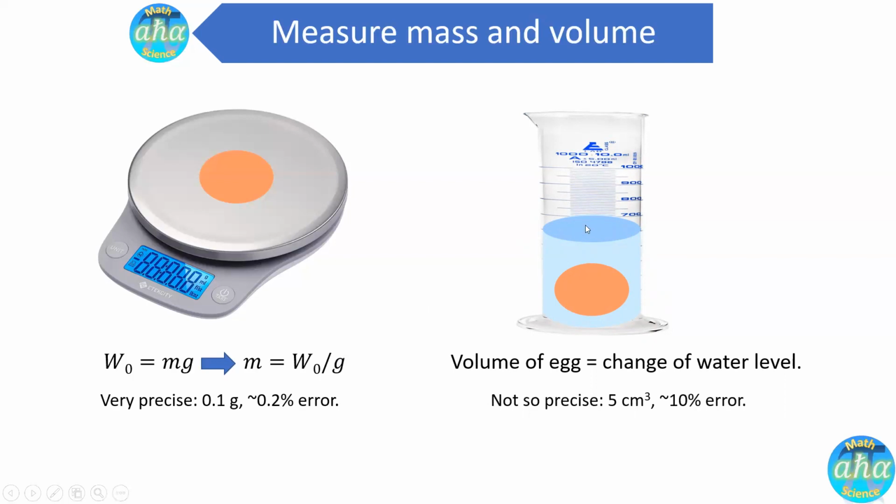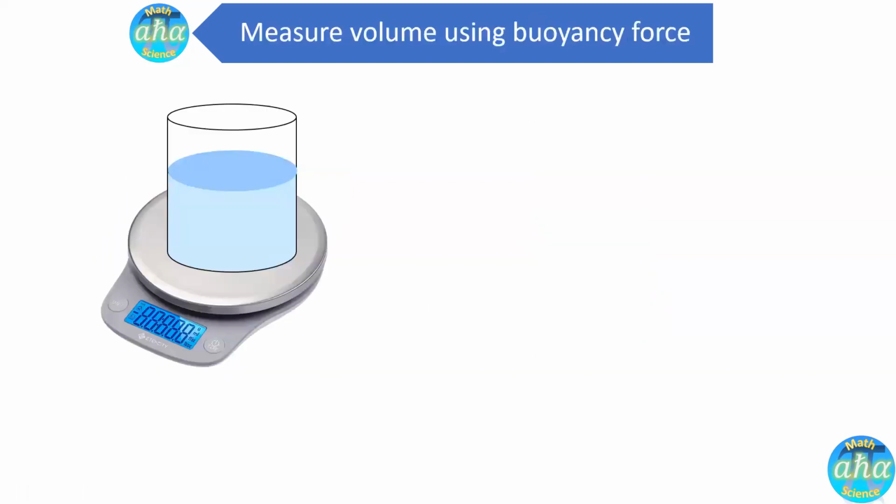Because with all the graduated cylinders, the best we can do is roughly 5 mL in terms of uncertainty. So that's 5 cubic centimeters, or for an egg, it's about 10% error. That's huge. So that's not a precise measurement. So what else can we do in order to get a really good measurement of the volume of an egg?